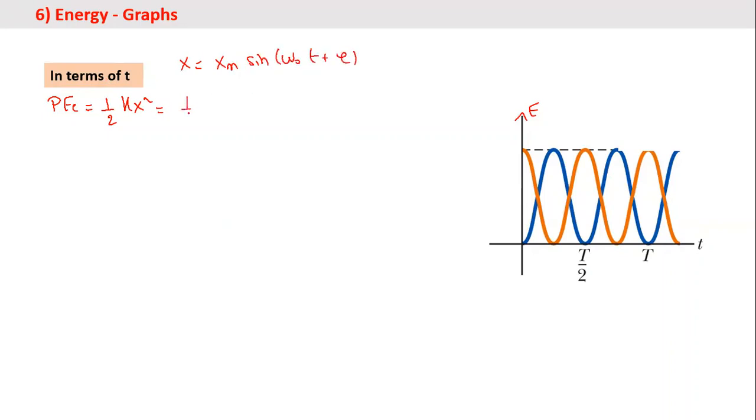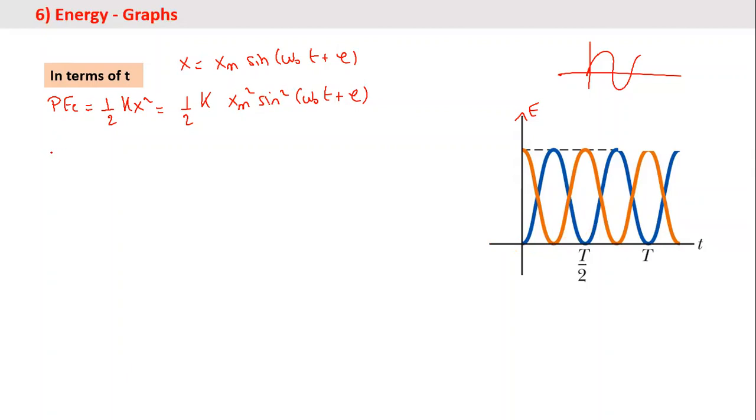So I just substitute, then half k xm squared sine square omega 0 t plus phi. If I notice here, PEE will be a sinusoidal function, but it's squared. This means it's only above the axis. I can't trace it like this. I must trace it above the axis since we have a square here.